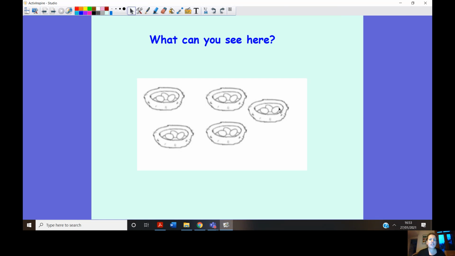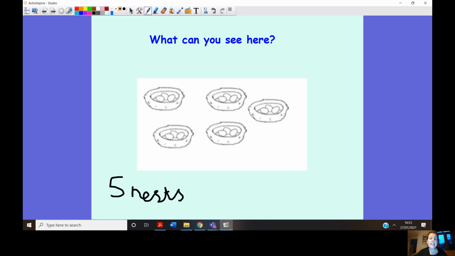What can we see here? What do we see in this picture? Well, I'm going to tell you what I see. I see 5 nests. 1, 2, 3, 4, 5. I see 5 nests.